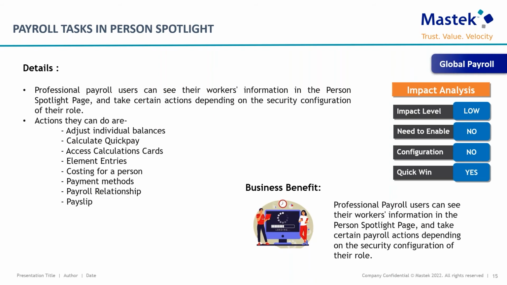Next one is payroll task in person spotlight. Earlier we were not able to do the payroll task in the person spotlight, but now some of the actions are available on the spotlight, like we can do the balance adjustment, we can run quick pay, we can access the calculation card, or make any changes in the calculation card. Similarly, we can access element entry, costing for a person, payment method, payroll relationship, payslip. So now professional users like any payroll manager, payroll admin, or HR user can directly access these actions on the person from the spotlight area.